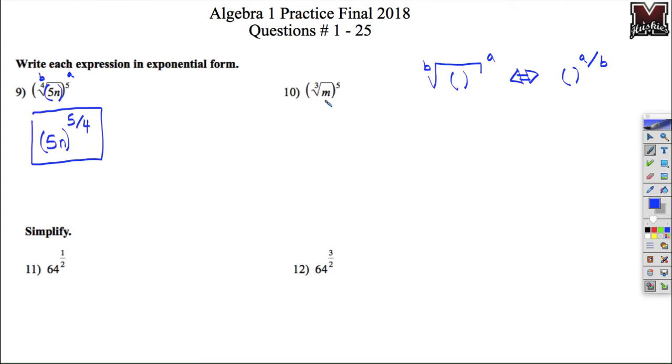Okay, same thing for number 10. We have our a, we have our b, and then we have what's on the inside, the radicand. And we just need to set it up in this format. So it's going to be m for the base, and it's going to be to the power of a divided by b, 5 divided by 3, to the power of 5/3. Final answer, box it.